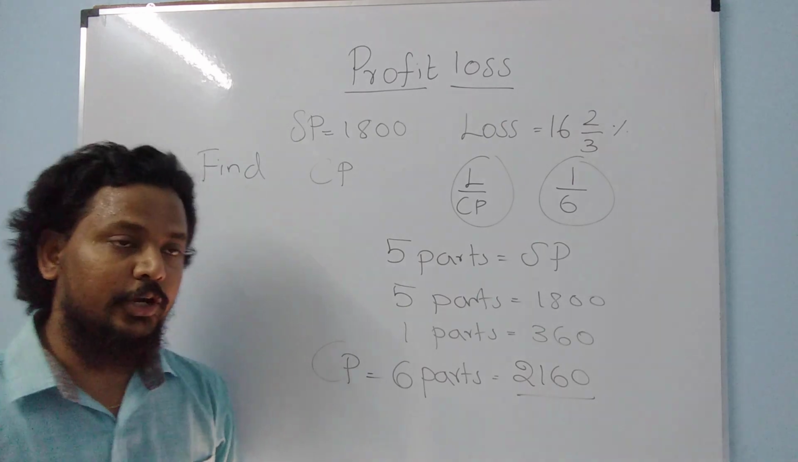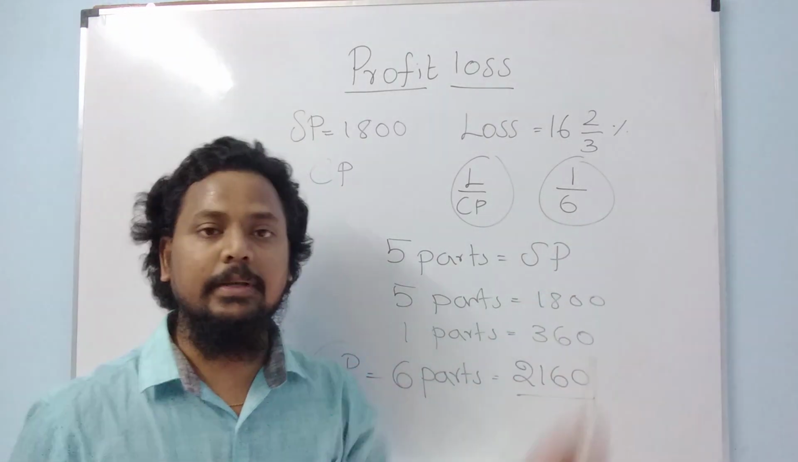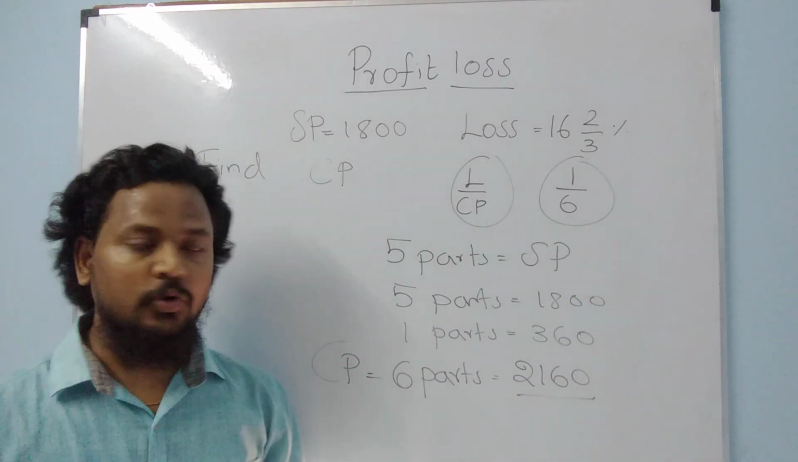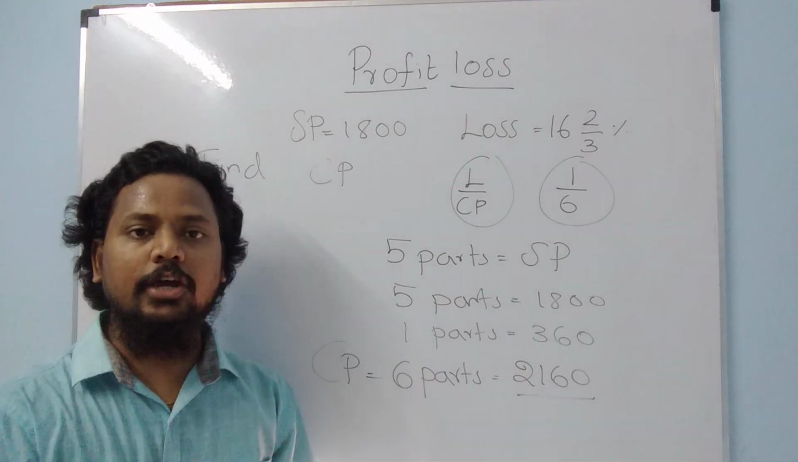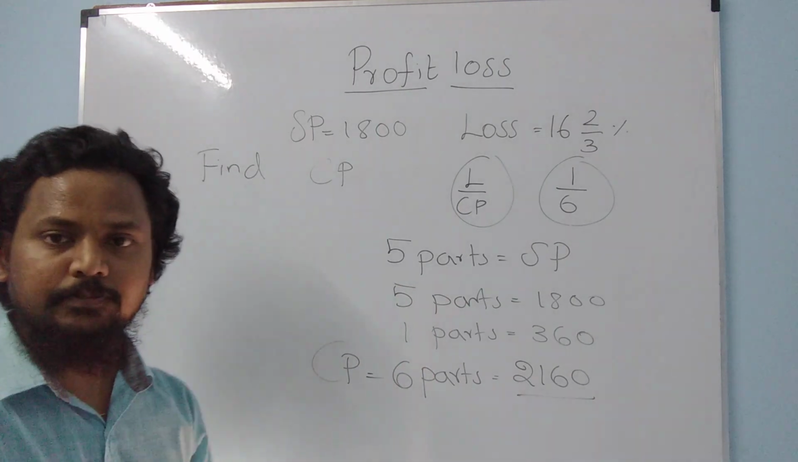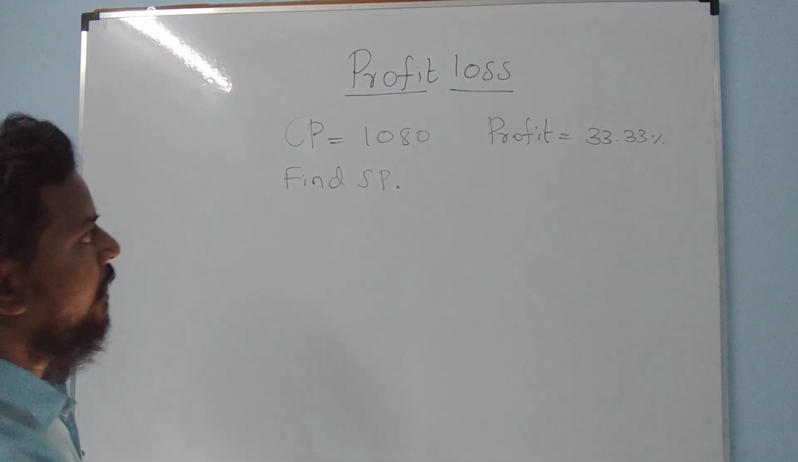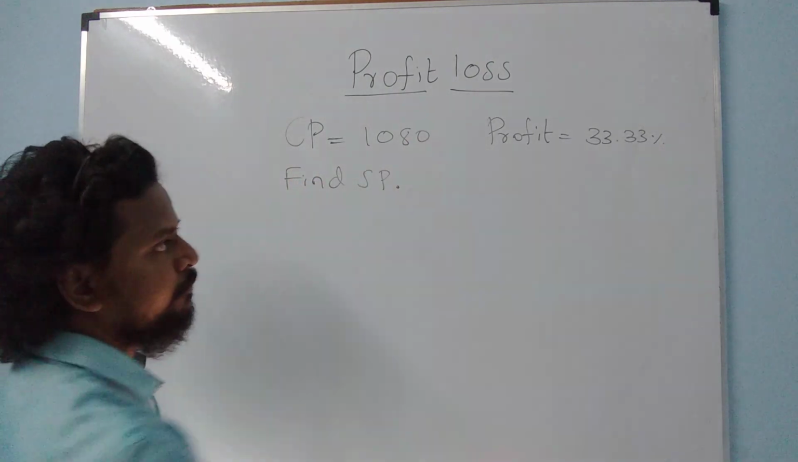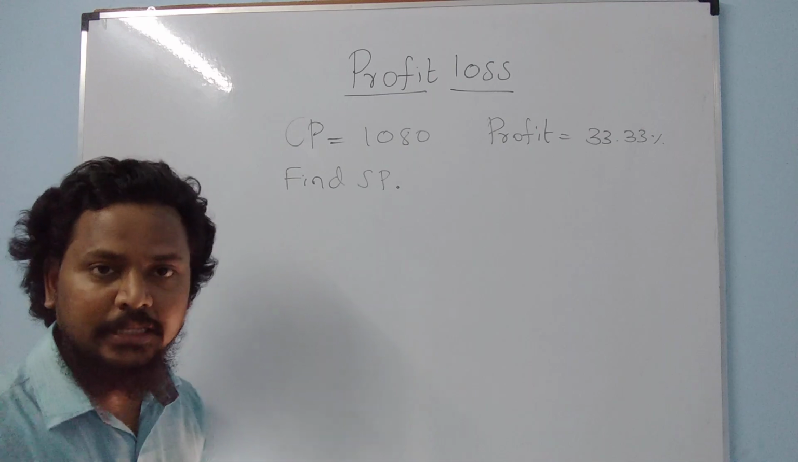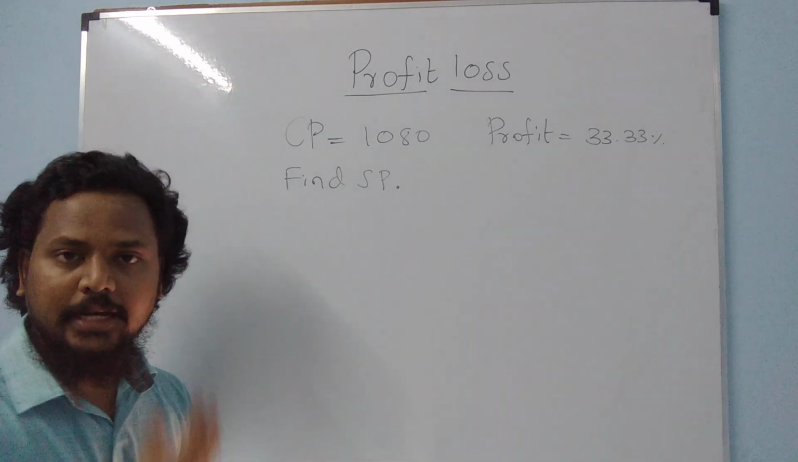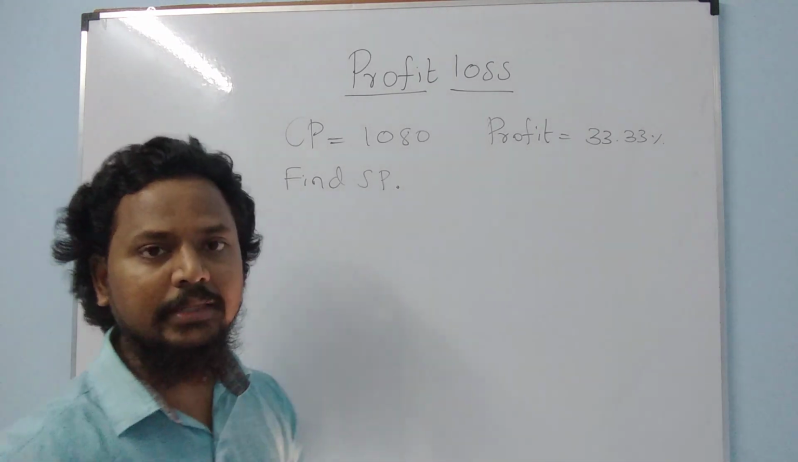So this problem will tell you how important the fraction method is. Okay, so we can use this fraction method for the next problem too. Let's see one more problem in a similar fashion. Cost price is given as 1080, profit equal to 33.33%. Find SP. Let us use the fraction idea and see how quick this is.